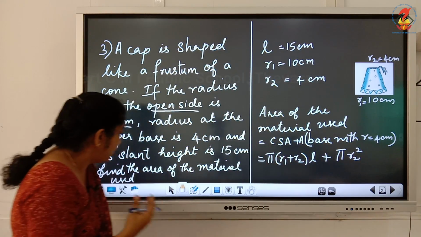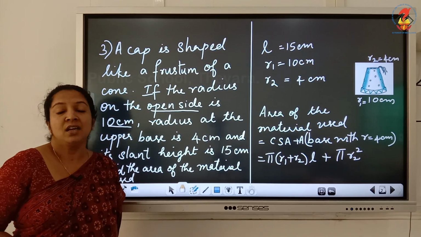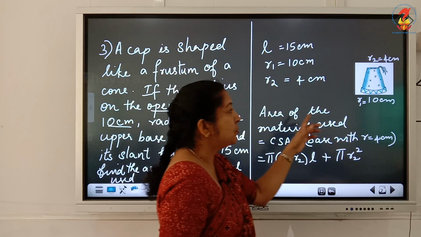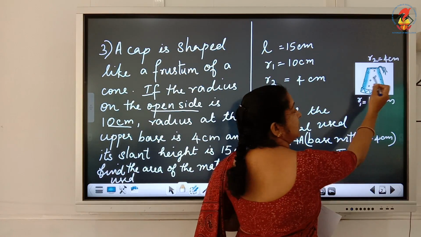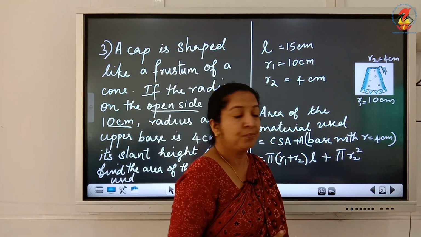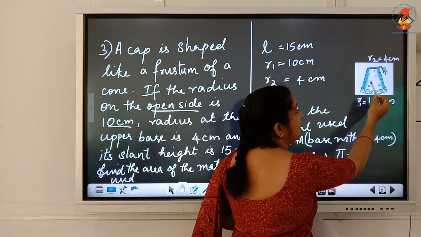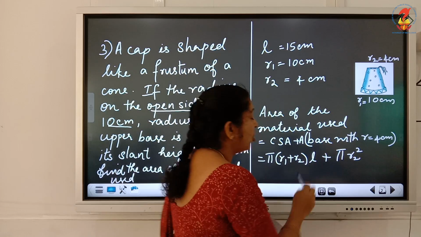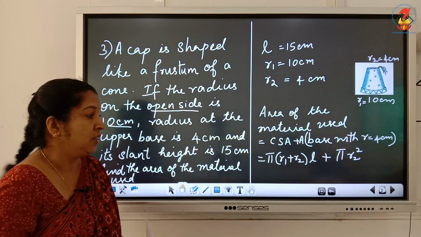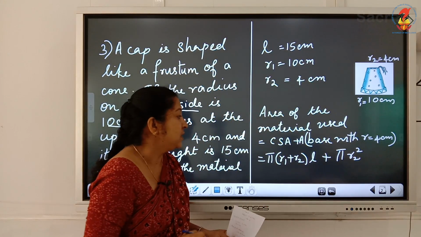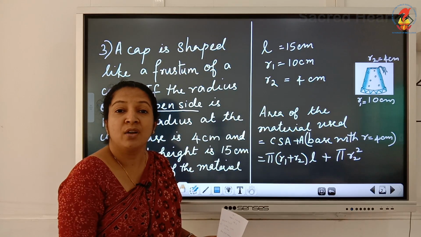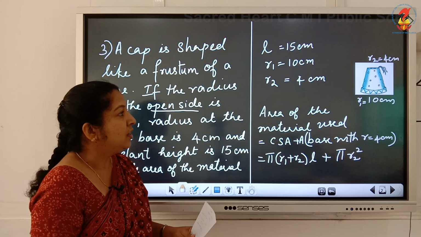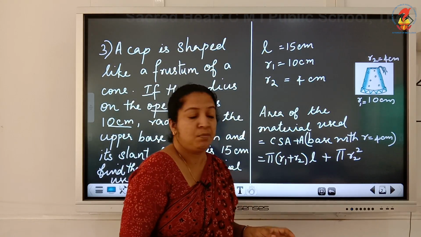What is the question? What you have to find? Find the area of the material used. So area of the material used means you have to find the CSA of this frustum plus area of this base, because this part is closed. So area of the base with radius 4 centimeter. So the formula is pi into R1 plus R2 into L plus pi R2 square. Here I have taken R2 as 4 centimeter.